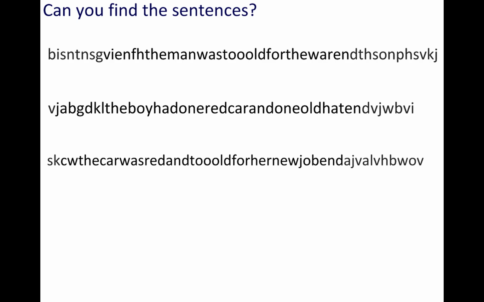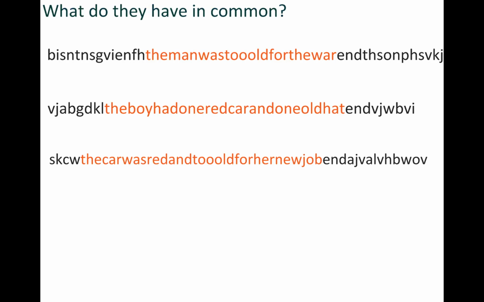So just to test, and this is for the fun of it, can you find the sentences? Can you read them? Can anyone read it? How about now? Okay, so the first one: the man was too old for the war. Second: the boy had one red car and one old hat. Third one: the car was red and too old for her new job.